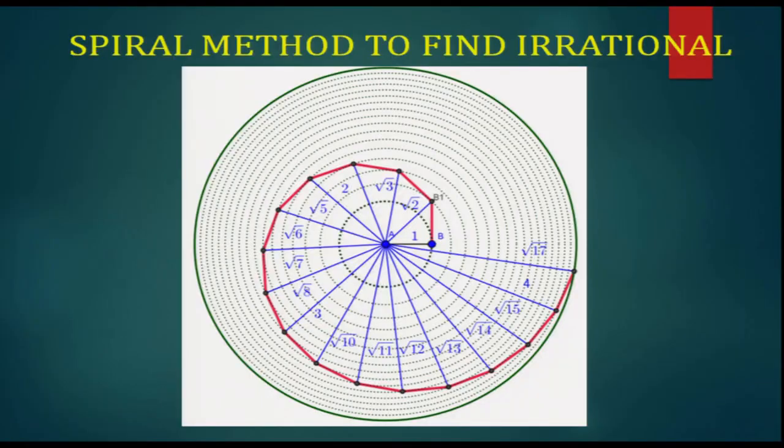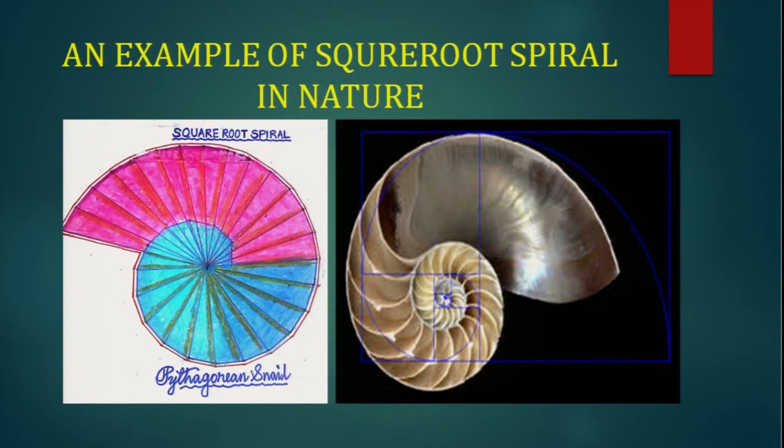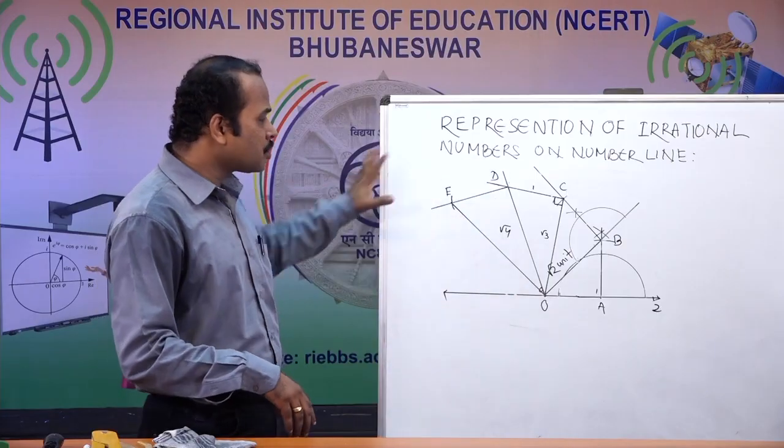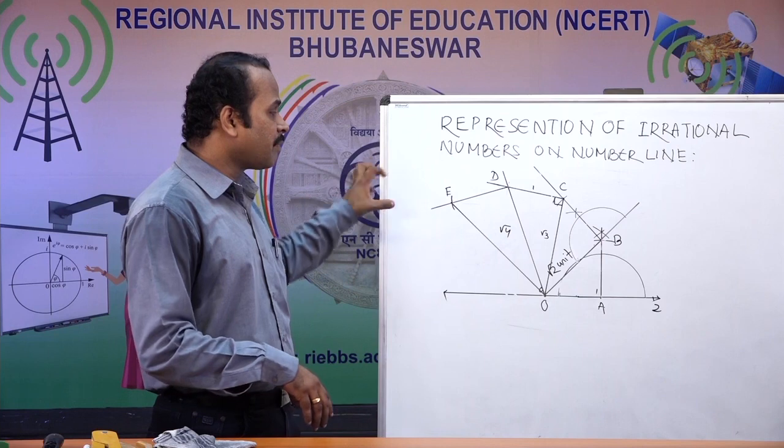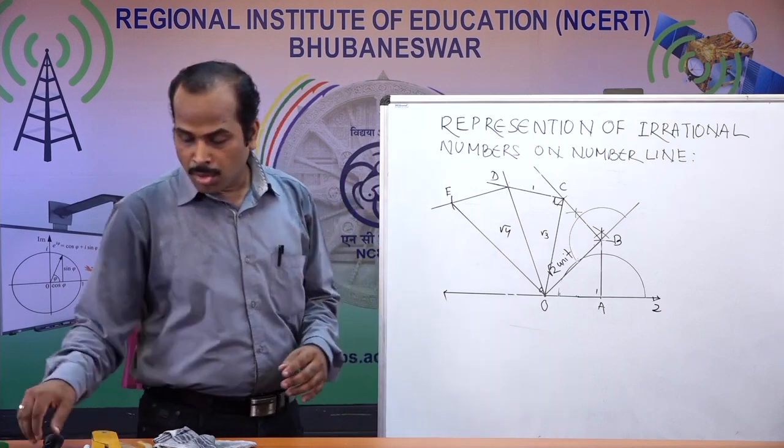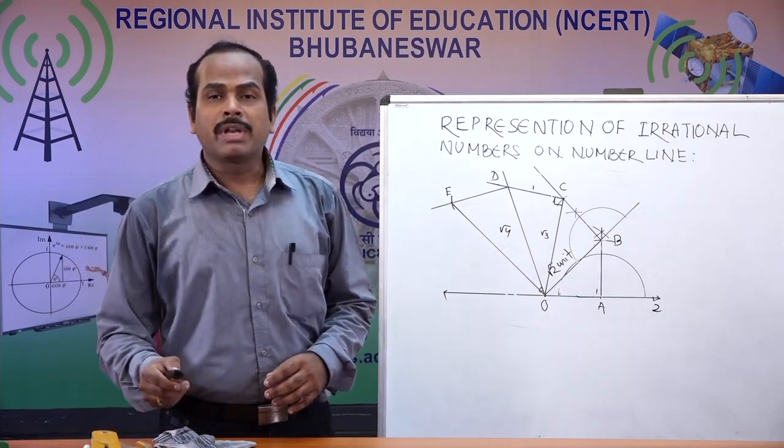Such a square root spiral I can see in nature also. You will find the same type of square root spiral in nature. You can see in the slide there is a picture given which looks exactly like a square root spiral. If you go on adding many square root spirals, you will find that type of picture is very interesting. Okay, then we'll go to the next.